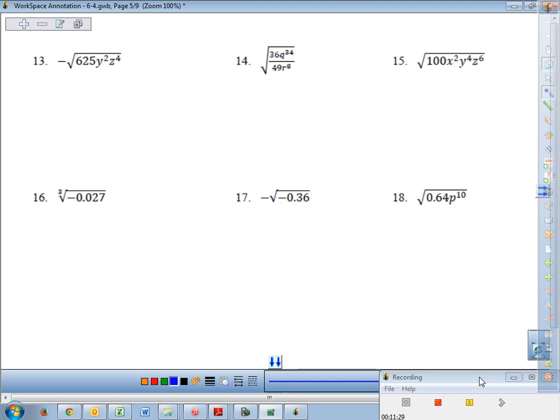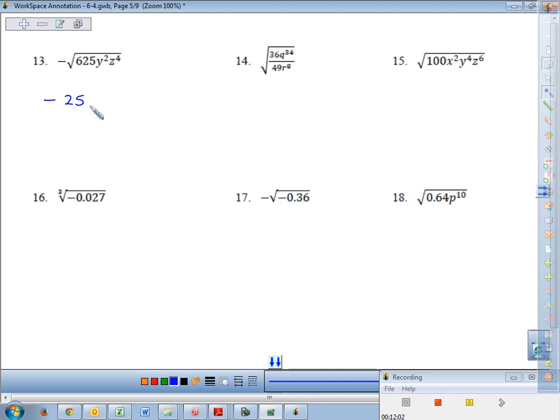What do you got? 25. There's some numbers in here that just aren't on our perfect square note card. The more perfect squares you can memorize, the easier it'll be. You might even make that thing go up to 20 instead of 15. But negative on the outside, 25.